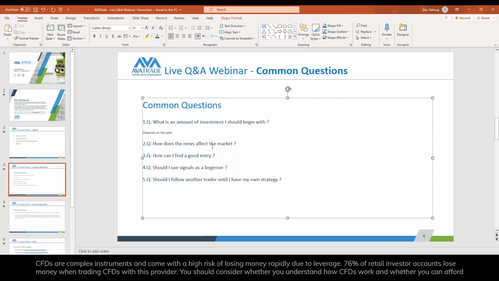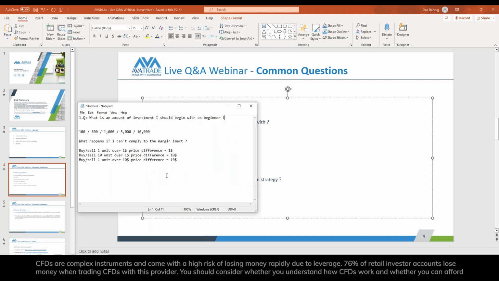How does the news affect the market? Okay, we're gonna leave this for a second. How can I find a good entry? That's analysis. Should I use signals? That's also not really analysis. Should I follow another trader? Okay, so we're gonna answer those one by one. And then we're gonna answer the fundamental analysis: how does the news affect the market?